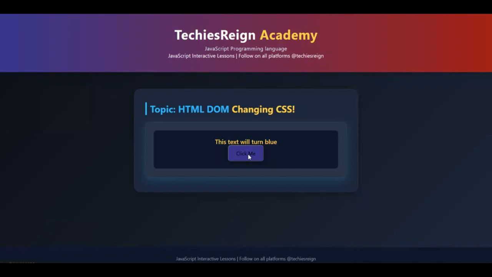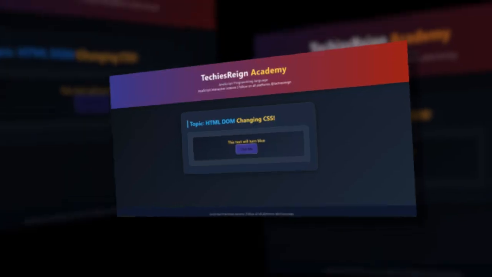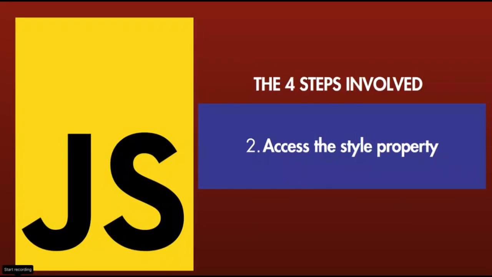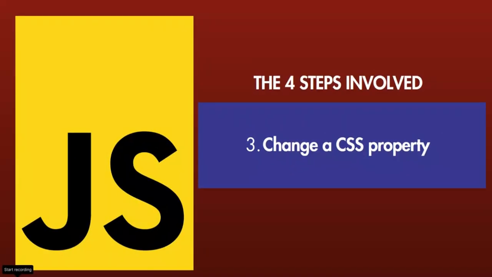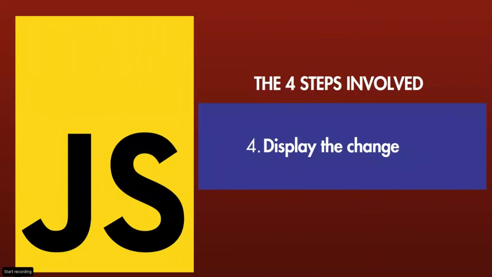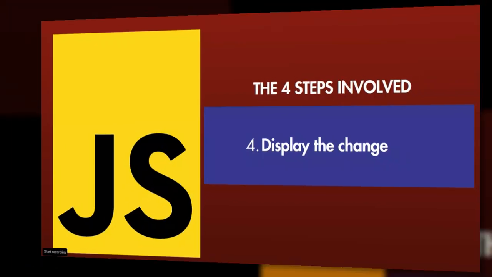By the end of the lesson, you will understand how the HTML DOM allows JavaScript to change the style of HTML elements. We will do this in 4 steps. Step 1, we will select the HTML element. Step 2, we will access the style property. In step 3, we are going to change the CSS property of the element. The last step is to display the change, which can happen either through interaction or immediate results.